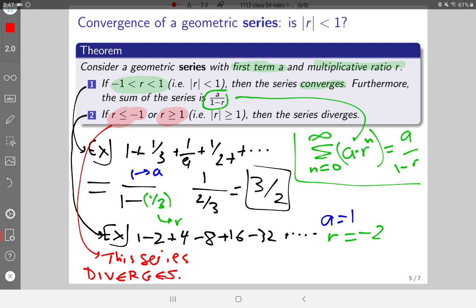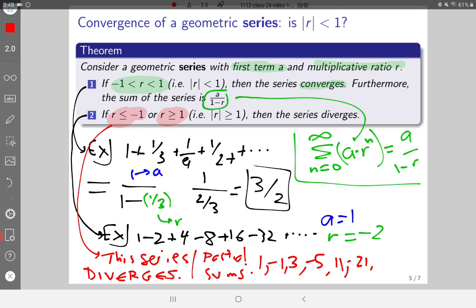You can also hopefully convince yourself of that by thinking about the partial sums of this series. If I add up the first term, I get 1. If I add up the first two terms, I get 1 minus 2, or -1. If I add up the first 3 things, I get a total of 3. If I add up the first 4 things, I get a total of -5. Then 5 plus 16 is 11, and if I add the -32 to that, I get -21.